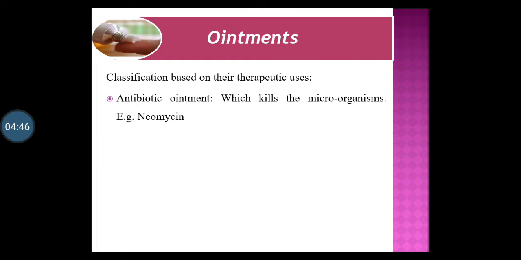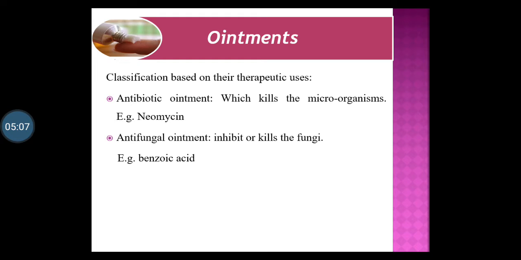Now let us see the next type, that is therapeutic use classification. First comes antibiotic ointment, which kills the microorganisms. The drugs incorporated in such type of ointment are neomycin, chlortetracycline, etc. Then next comes antifungal ointment, which inhibits and kills the fungi. For example, benzoic acid, salicylic acid, etc. are incorporated in such type of ointment.